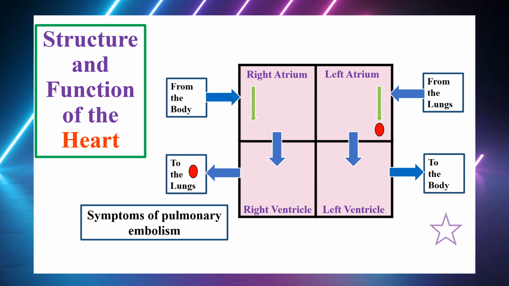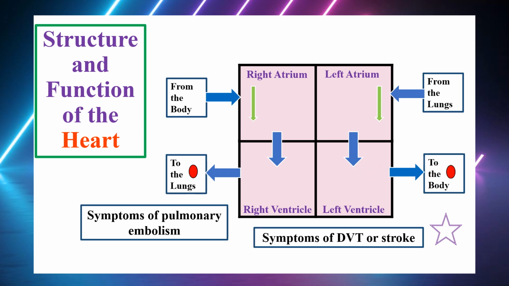Now we'll look at the clot that could form in the left atrium. If that slippery clot slips out of the left atrium, it can only go one place, forward into the left ventricle and out to the body. Your patient may actually display signs of DVT or a stroke.